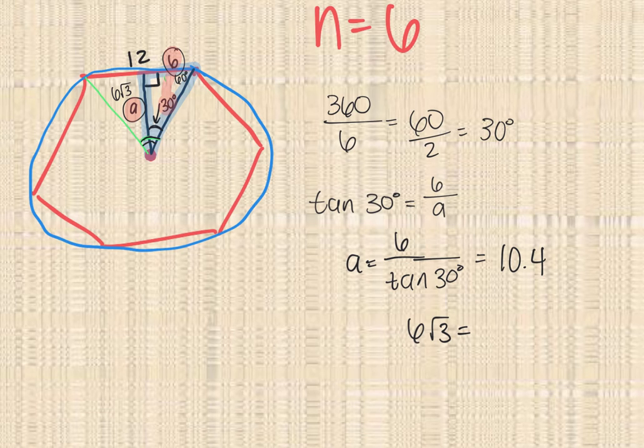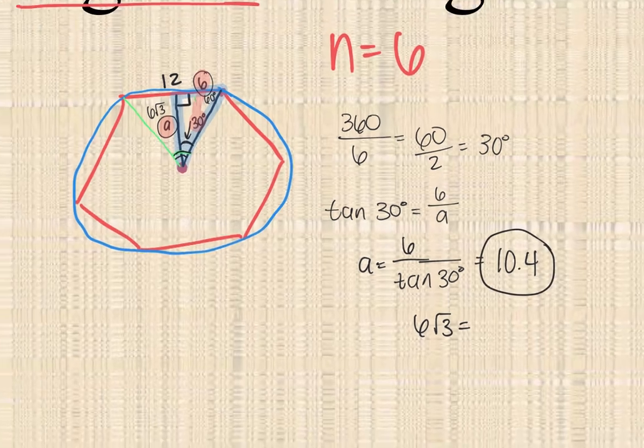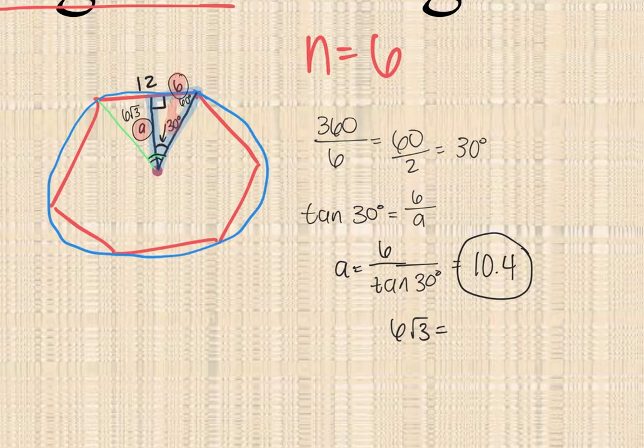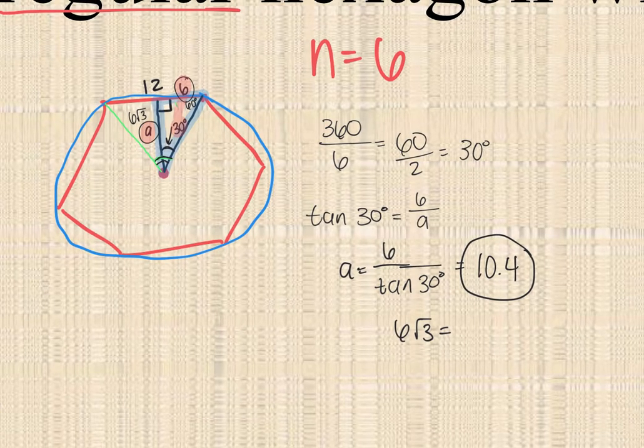Please try it in your calculators at this time. Plug in 6 divided by the tangent of 30 and plug in 6 times the square root of 3. You got them both? Okay, you should get the exact same number on your calculator. Okay, so we know the apothem is 10.4. Once we have the apothem, we now have all the information we need to find the area.